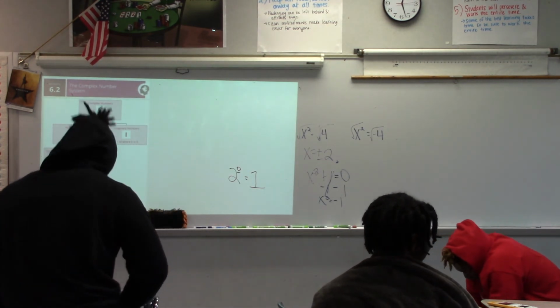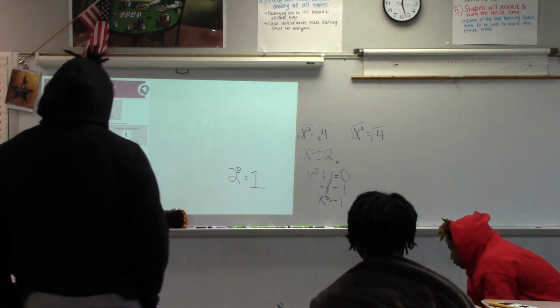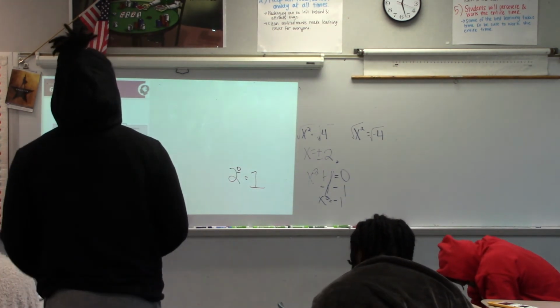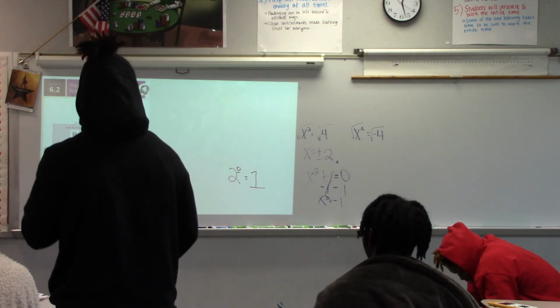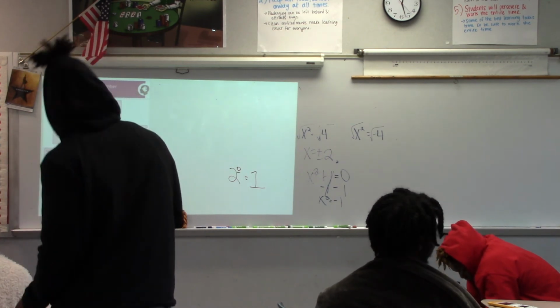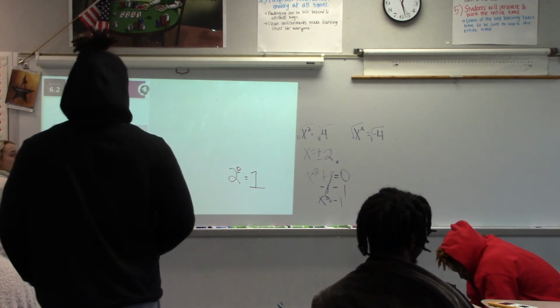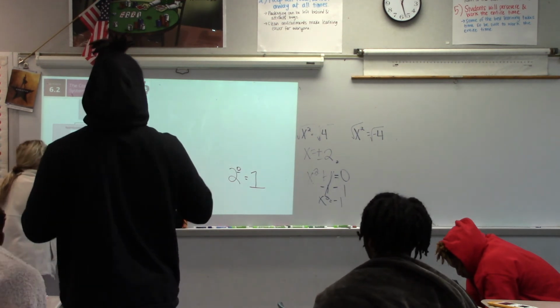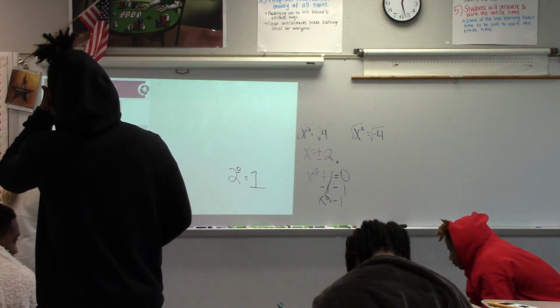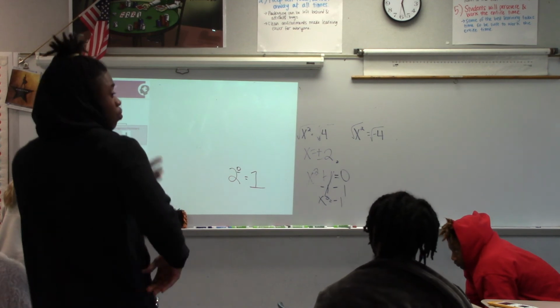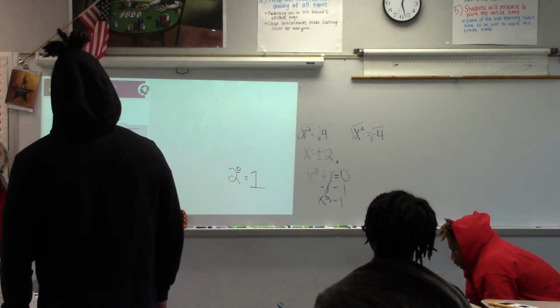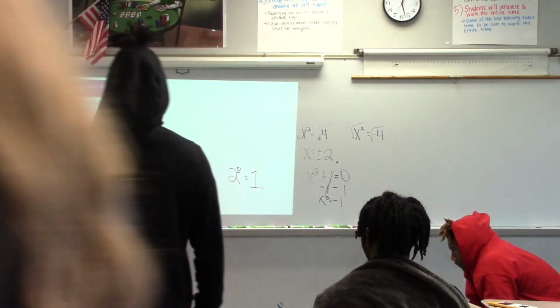Now, how are integers different from whole numbers? Not even and odd numbers. Integers include all of our whole numbers, but also include negatives. Yeah, good.